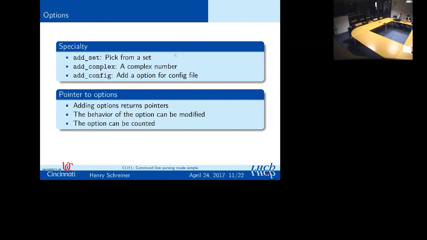Now these options, these adds that you've seen, return pointers. So those pointers actually let you modify the behavior of that option. And then if you keep a reference to that pointer, you can also count the number of times that option was passed. For example, if you don't have a reasonable default value and you don't want to make it required, then you can count to see if it's been given on the command line or not.